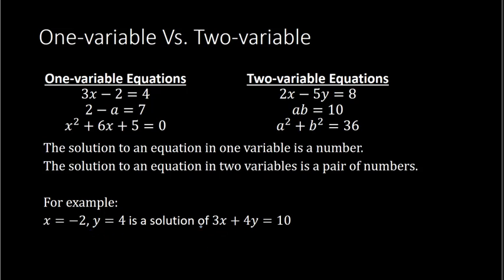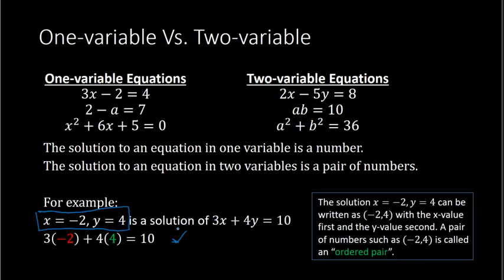Because if I put a negative 2 in for x and a 4 in for y, we would have 3 times negative 2 plus 4 times 4 equals 10, which is a true statement. That will make this equation true. So negative 2 and 4 is a solution. When you write your solution, instead of writing it like this, where x equals negative 2 and y equals 4, we can write this as an ordered pair. So we see here, negative 2 comma 4 is how we would write that solution.